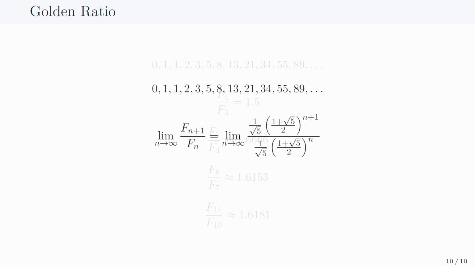If you also observe by taking the ratio of every two consecutive terms from the Fibonacci sequence, it seems to approach a number. Well, if we use the Binet's formula, we can calculate this constant as limit n tends to infinity, f sub n plus 1 over f sub n. And that is 1 plus square root of 5 over 2, which is about 1.618, and it's famously called the golden ratio, represented by phi.